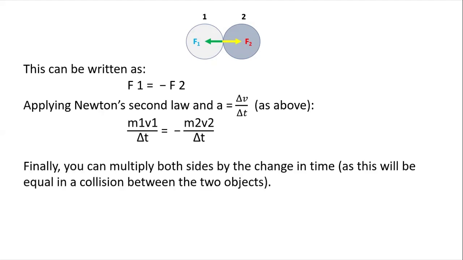Finally, you can multiply both sides by the change in time, as this will be equal in a collision between the two objects. So m1 v1 is equal to negative m2 v2. So p1 is equal to negative p2. So p1 plus p2 is equal to 0.